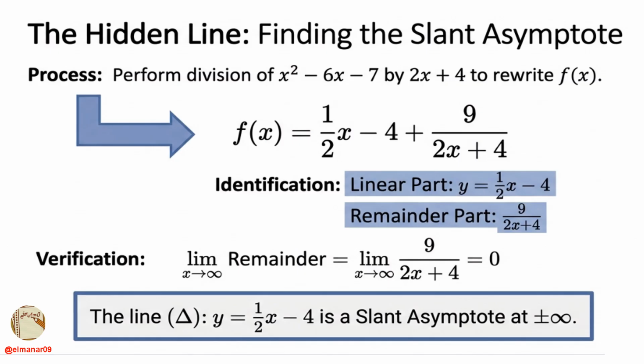So what's the bottom line? The conclusion is right there in the box. The line, delta, with the equation y equals 1/2 x minus 4 is officially our slant asymptote at plus or minus infinity.